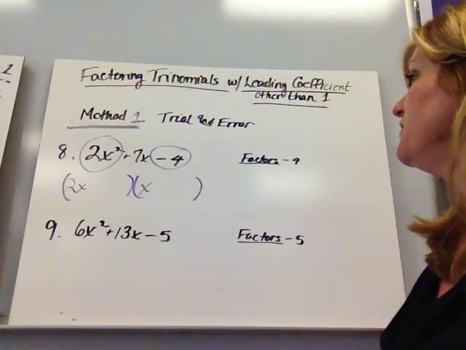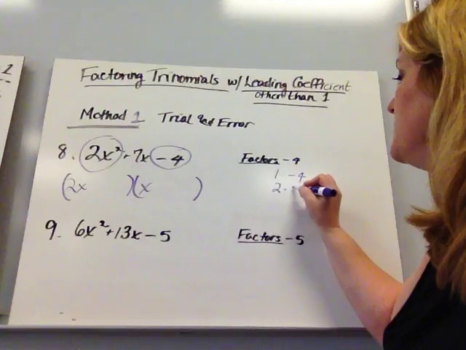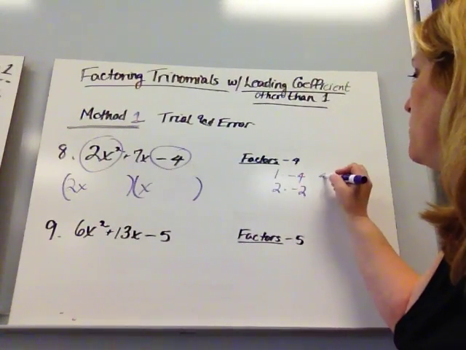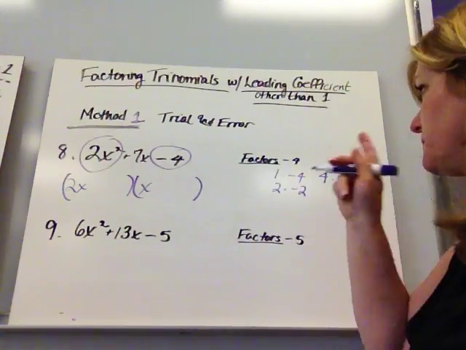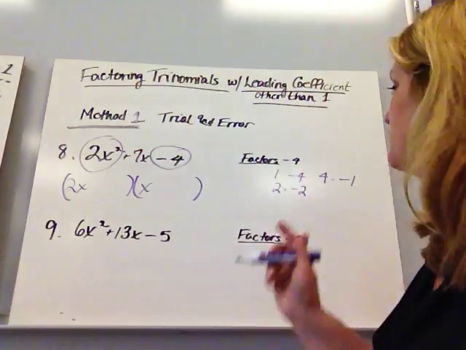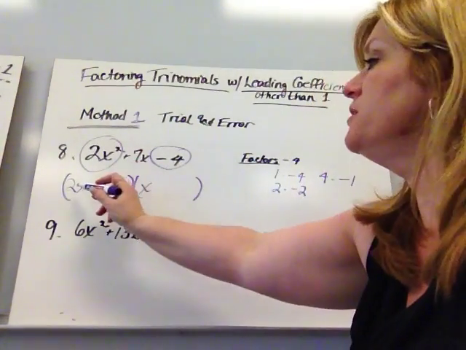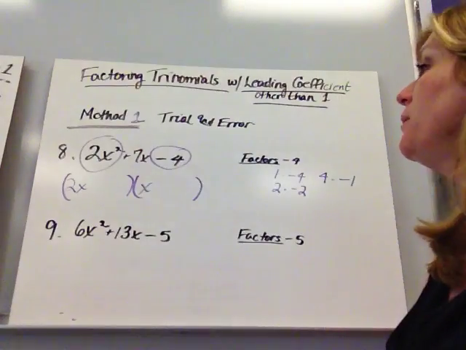So I'm going to do some factors of negative 4. I have 1 times negative 4. I have 2 times negative 2. And I could say 4 times negative 1. All those combinations will work. I have to get a positive 7. So when you look at this, you say, I don't see a 7. The reason why you don't is because you have that 2 there, so you have to kind of play around with it.